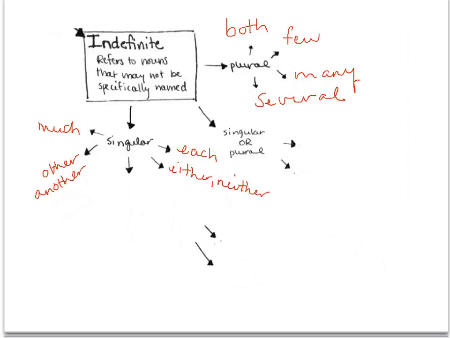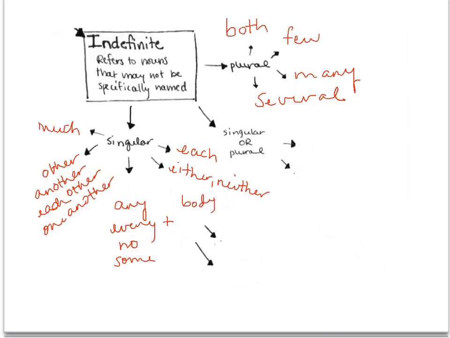another, each other, and one another. Then comes my favorite part. We have any, every, no, and some, but we have to add this to buddy, one, or thing.